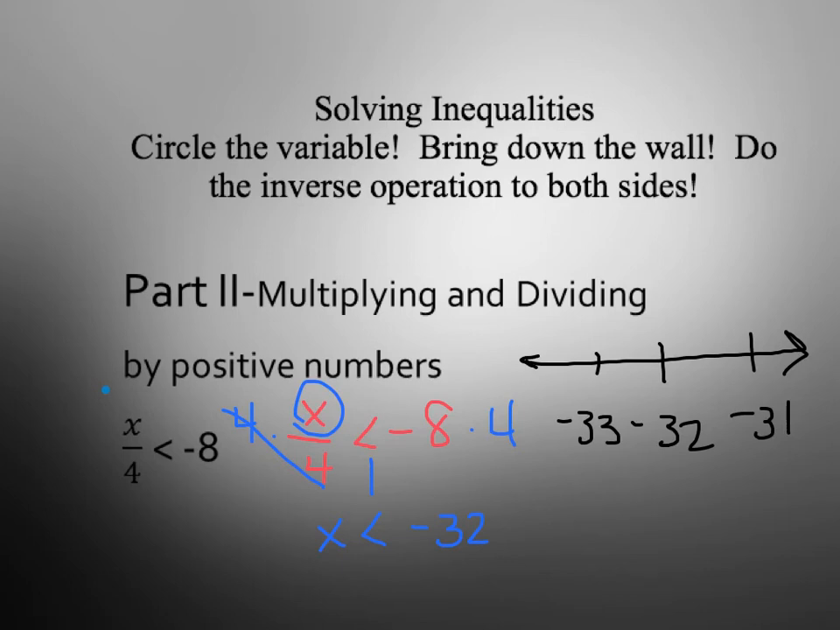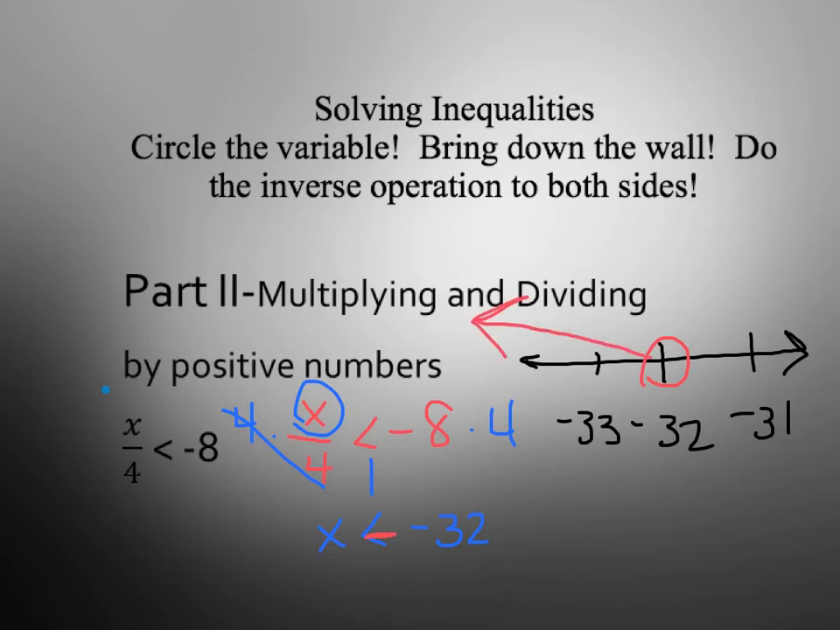All right, is it going to be open or closed? It is an open circle because I don't have a line underneath the inequality sign. So it's going to be an open circle, and I'm going to follow the arrow, which is pointing in this direction to the left.